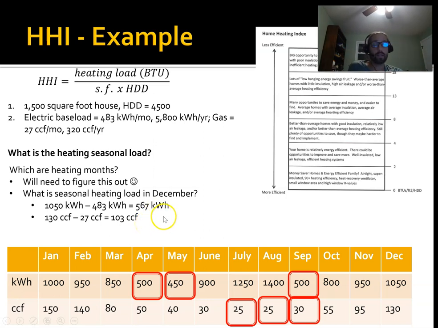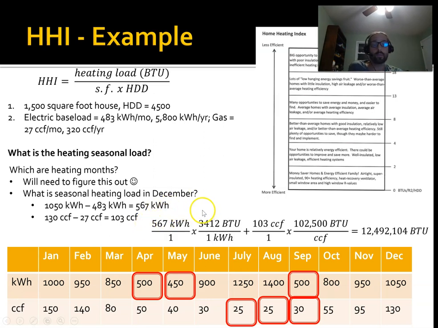And so combined, you convert all of that to BTUs, right? This should be easy at this point. Basic conversion factor. So that means my heating load in December alone was about 12.5 MMBTU, 12.49 MMBTU. And remember, we did that by first taking the total load of the month, and then you subtract out that base load, because that is not heating.